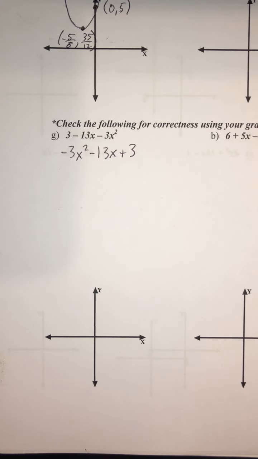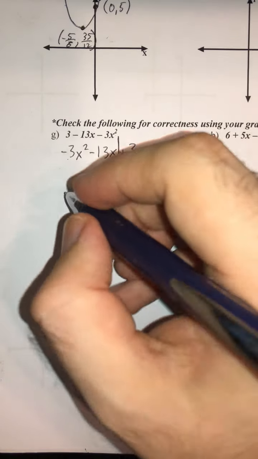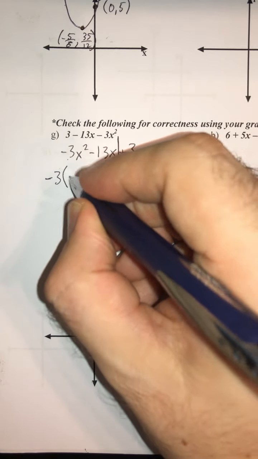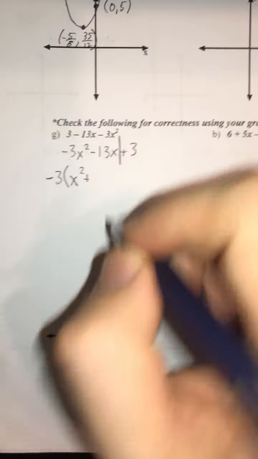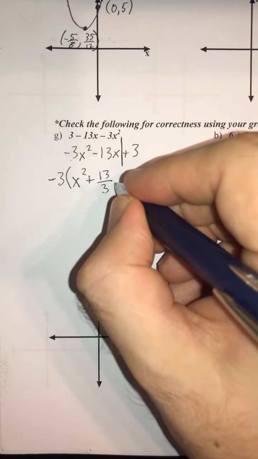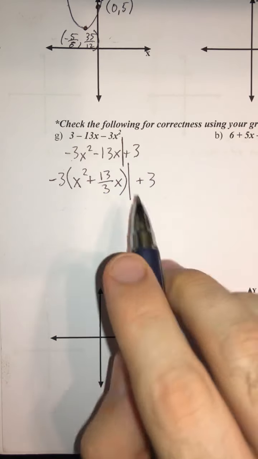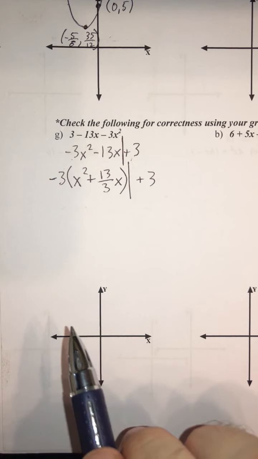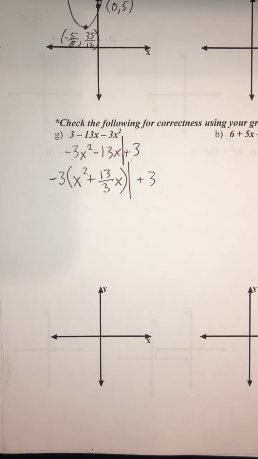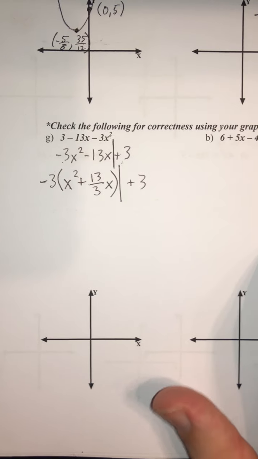So there's our start. We're going to split this equation and factor out the negative 3. Negative 3 times x squared plus, because I factored out the negative, 13 over 3x, plus 3. You don't have to keep doing this line to split up the equation. I'm doing that more just to have continuity so you can see what's going on.